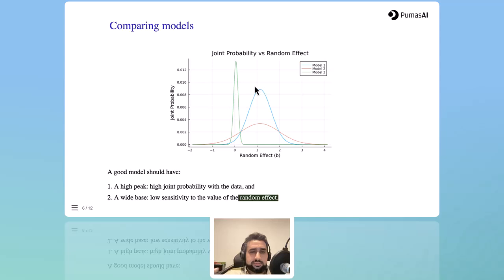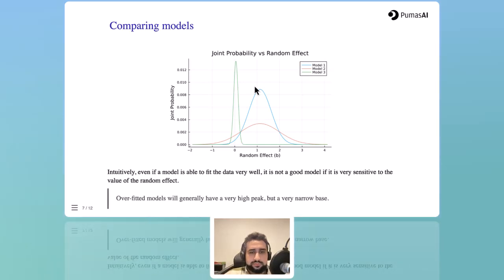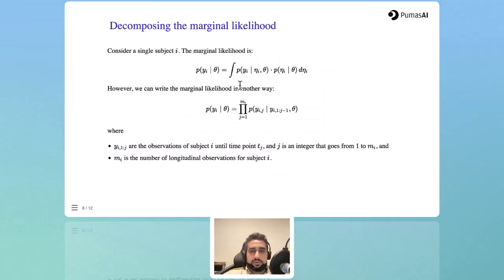Now, that's the intuition, but there's actually more mathematical rigor that we'll get to in a minute. Intuitively, if a model is able to fit the data well, it's not a good model if it's very sensitive to the value of the random effect. So we want a model that's able to fit the data, but also not extremely sensitive to the value of the random effect. Models that are good but sensitive tend to be overfitted. So that's the intuition behind the marginal likelihood.